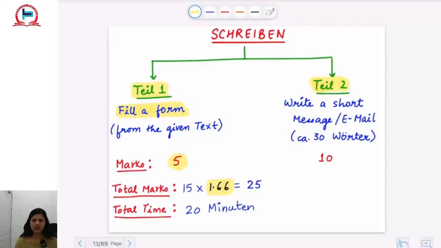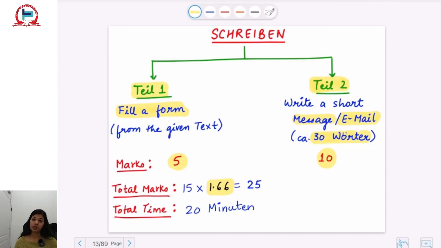In Teil 2, you have to write a short message or an email. This email or message is mostly an informal email. Sometimes you might also be asked to write a formal one, but most of the time it's informal. And the word limit is approximately 30 words. The limit can vary from 30 to 40 words, but not more than that. This Teil is for 10 marks.